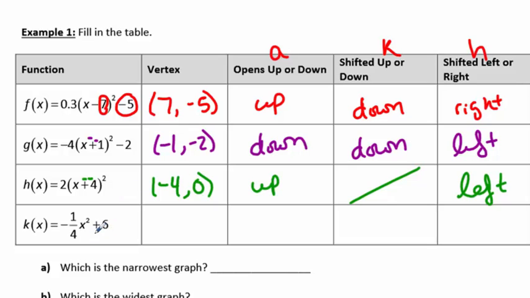And the last one here, the vertex is going to be at, we're going to have 0, comma 6. There is no h value. The h value is 0, and the k value is 6. It's going to open down because the a is negative. K is positive, so it's going to be shifted up. And there won't be any left or right shift because there's no h value.